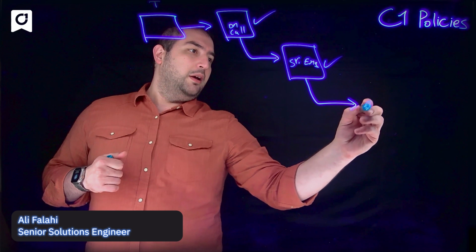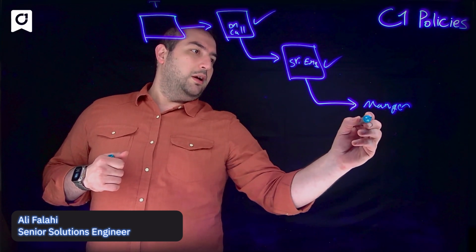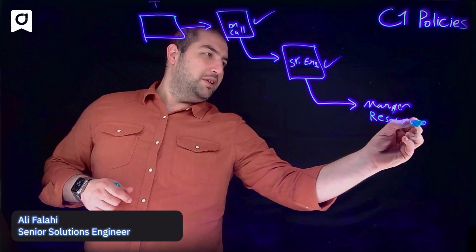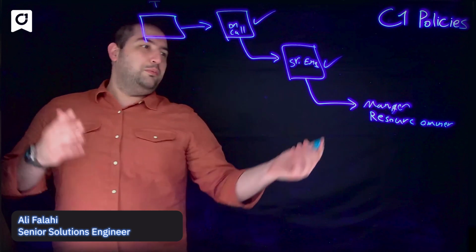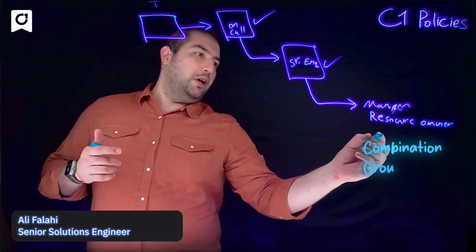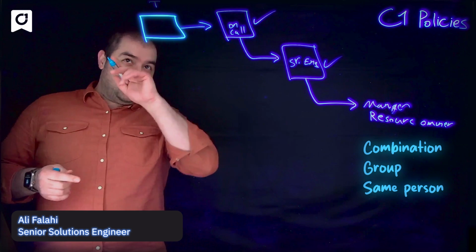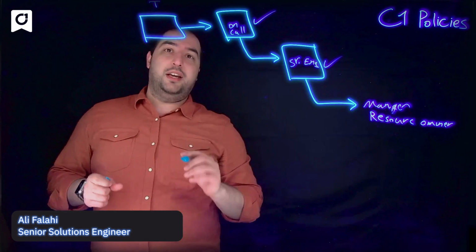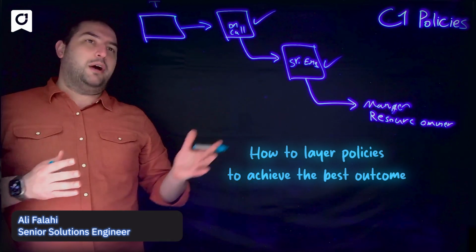So it could be manager, could be resource owner, or it could be a combination of things. It could be a group. It could be the same person needs to review it. So just roughly speaking, this is how the policies work. What we want to talk about today is how you can layer these policies to achieve the best outcome.